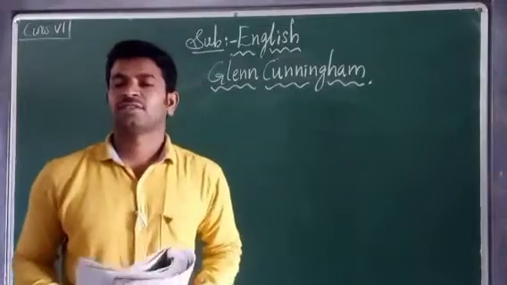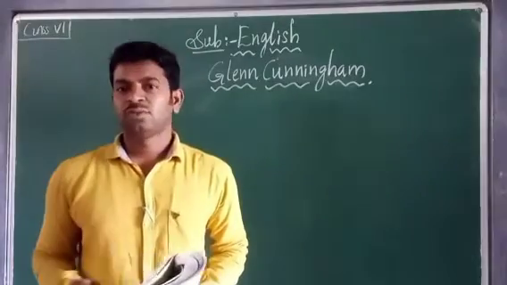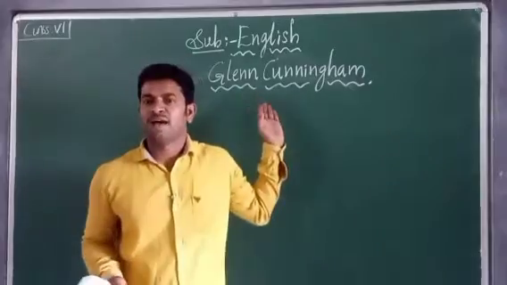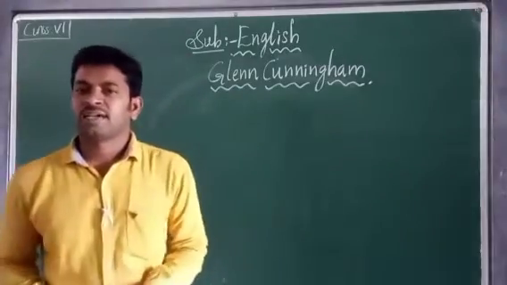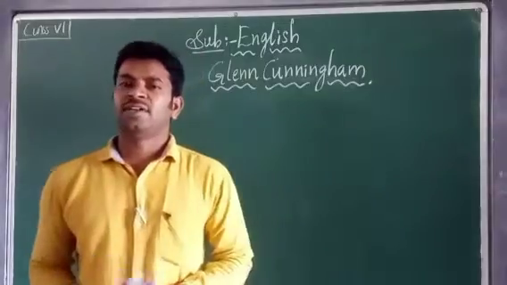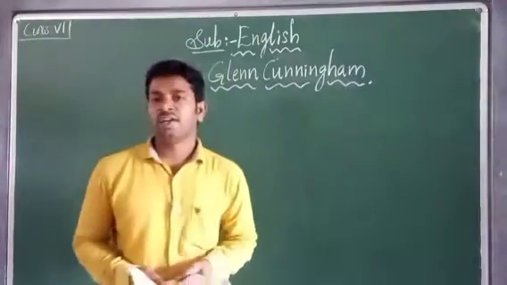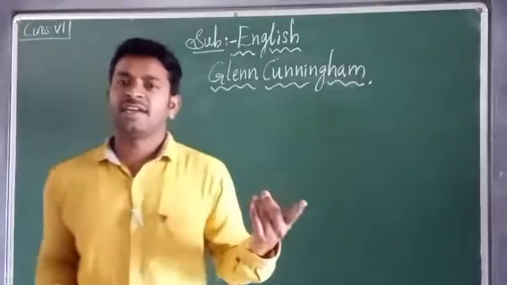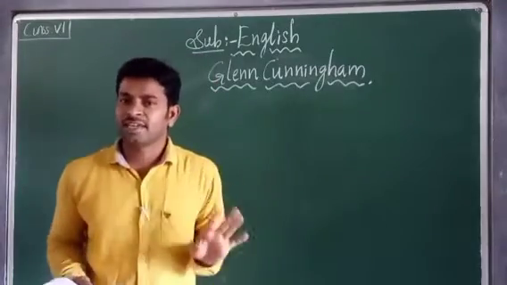In this class I am going to explain to you a new topic, Glenn Cunningham. This lesson is present in the 3rd unit of our English textbook, children. From the 3rd unit we have come across Reading A, Reading B and Reading C. Okay, we had 3 lessons.